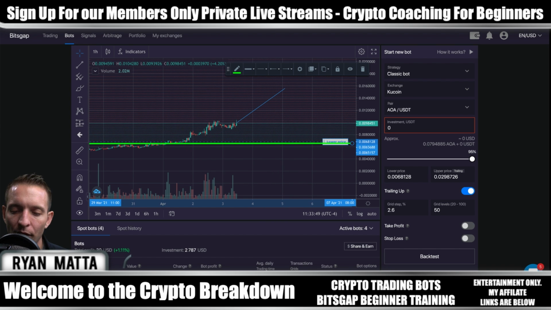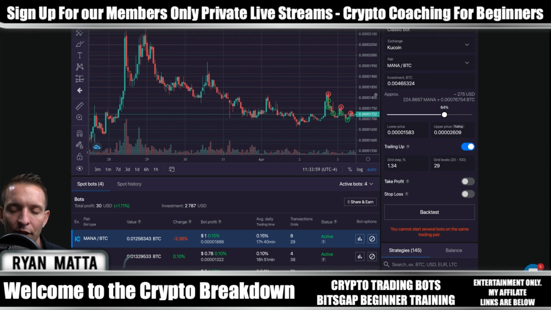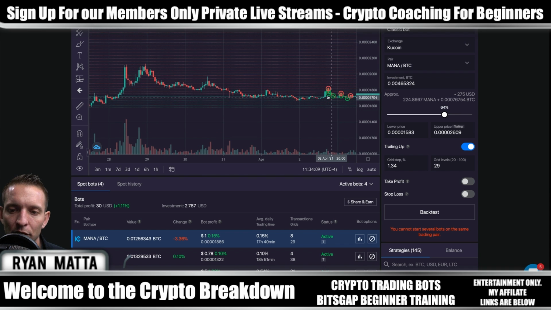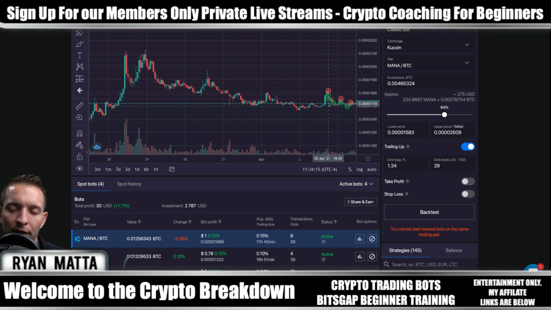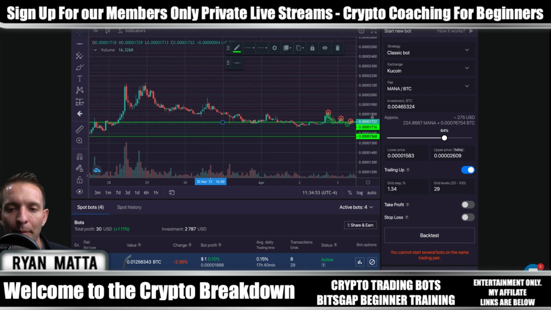If I come back over here, if I click on one of the bots that I already have up and running, you can actually see it made a buy order up here in the red. So the reds are sells, the greens are buys. So you can see that the bot's actually buying and selling in these ranges. This green zone here is not the only place the bot's going to buy.